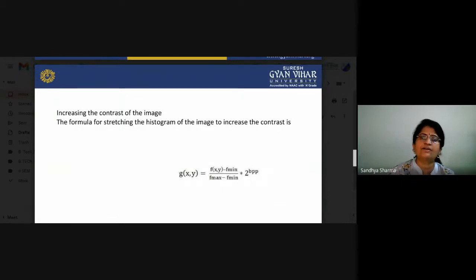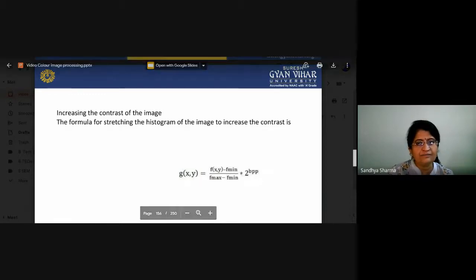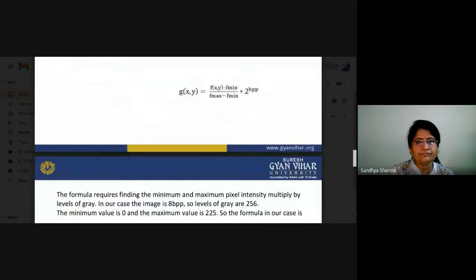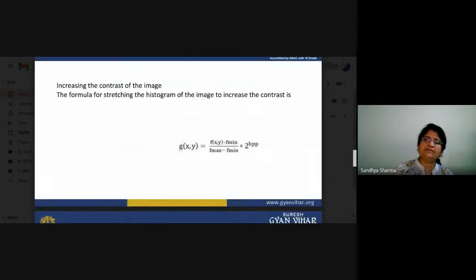The formula for stretching the histogram of an image to increase the contrast is, what about the formula? That is the formula of f(x,y): the original value minus f min, upon f max minus f min, into 2 to the power bits per pixel. That is the basic formula. By using that formula we can enhance our contrast. What about the maximum level and the minimum gray level value? You have to take the difference between the maximum gray value and the minimum gray value.